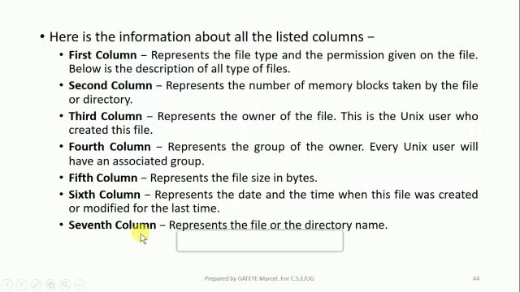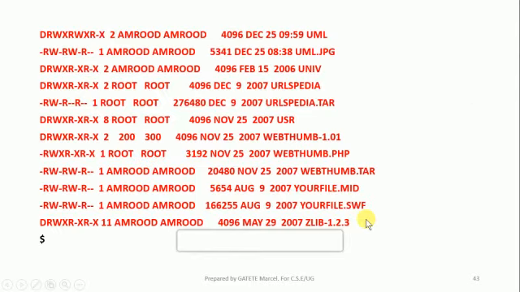And then the seventh column will represent the file or directory name. This will represent the file and directory name. This one, the last one.